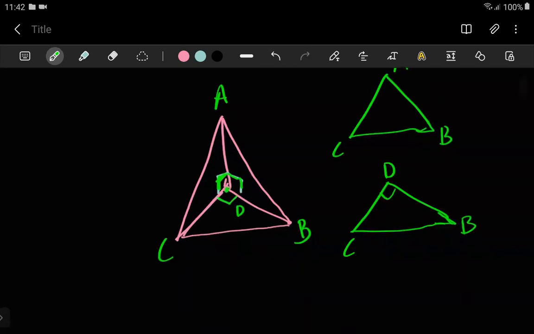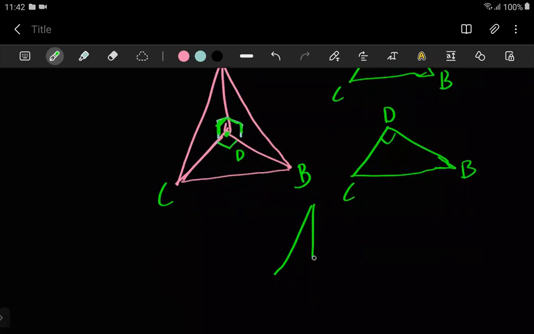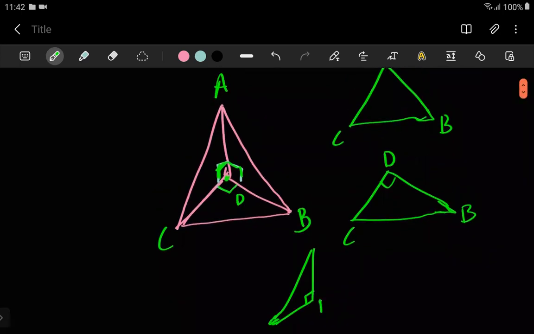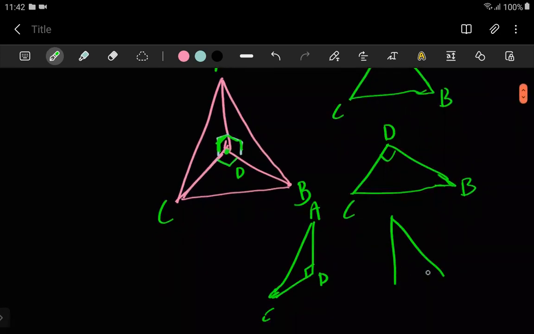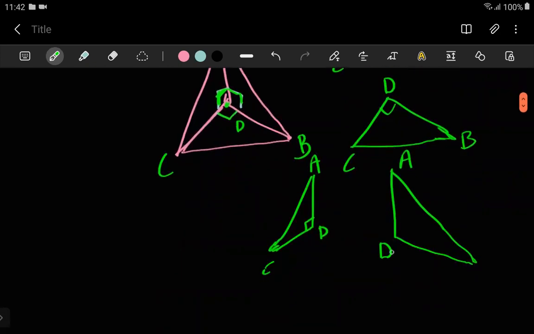And then on the left and right, so on the left, we'll have a triangle like this one, where this is C, D, A, and then same on the right, we're going to have, what's this thing? D, A, and B.